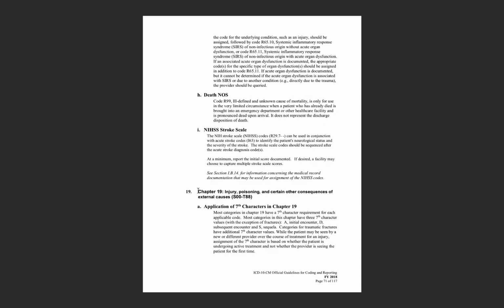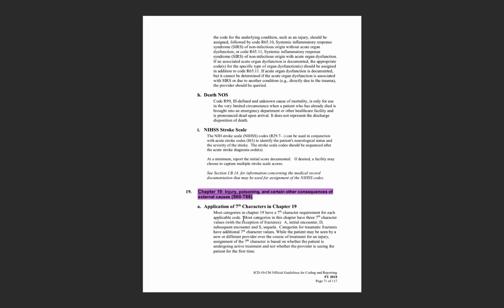Let's talk about Chapter 19, injury, poisoning, and certain other consequences of external causes. These are S codes to T codes. Now remember, S codes are injury codes. This will help you. In this chapter specifically, there are a lot of seventh characters. Remember, those are the alpha characters at the beginning of the section that go in the seventh spot. This is also where the placeholder X comes into play a lot. Most categories in Chapter 19 have a seventh character requirement for each applicable code.